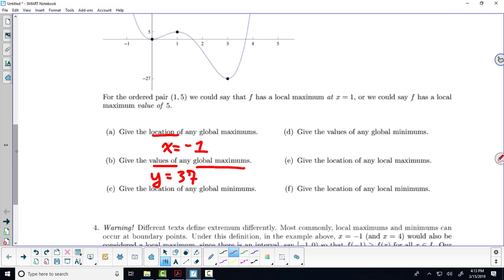The next question asks in C to give the location of any global minimums. Well, we have a global minimum at x equals 3. That is, if I go to this x value 3, I input it into the function, it gives me the lowest value in the function. But this is the location of the global minimum.